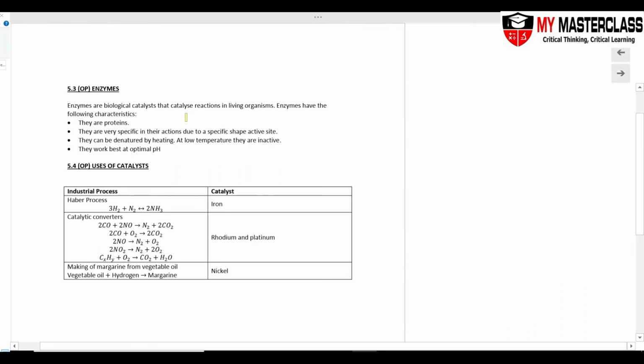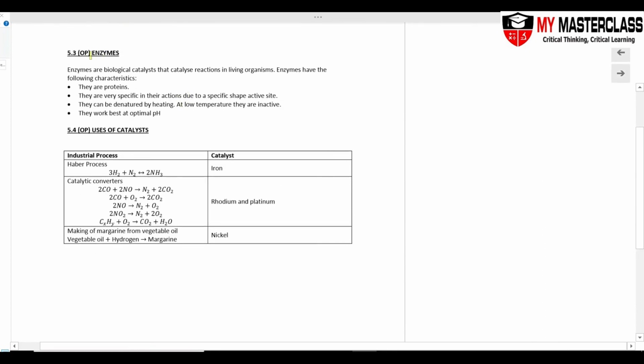Okay, enzymes is another word for catalyst, but these are what we call biological catalysts. So in chemistry, chemical equations, chemical reactions, we use catalysts. If it's found inside the body, we say it's enzymes. Enzymes are proteins in nature. Again, they are specific. They are denatured on heating. At low temperature, they are inactive, and there is a best pH at which they work.